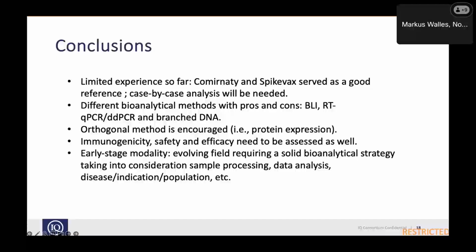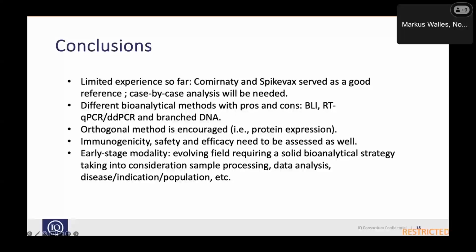So, to conclude this section of today's webinar, here are some general considerations that you should keep in mind for bioanalysis of mRNA. We need to be aware of the limited experience so far. Most of the guidelines and information available are coming from COVID-19 mRNA vaccines. Therefore, we believe that a case-by-case analysis should be performed for bioanalysis of novel mRNA therapies. Then we have also seen the different pros and cons of the different bioanalytical methods for mRNA. And we think that the use of orthogonal methods should be encouraged.